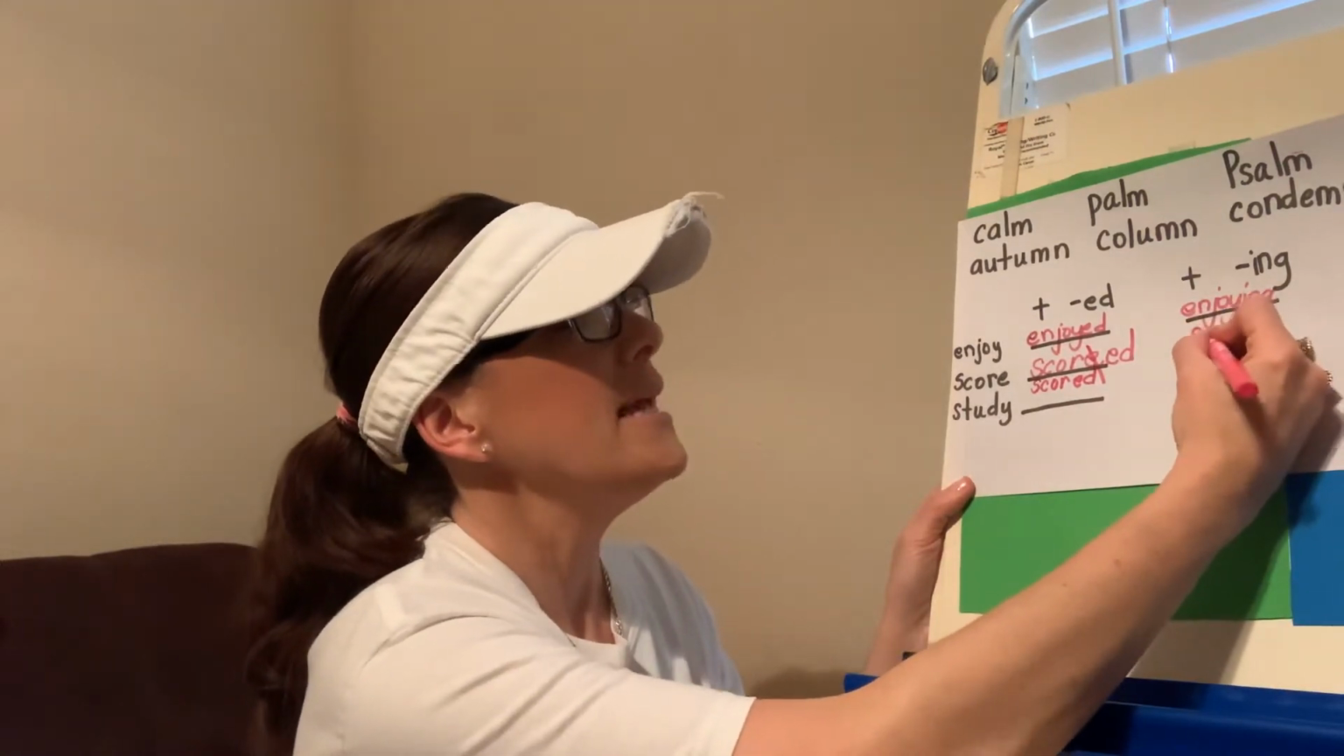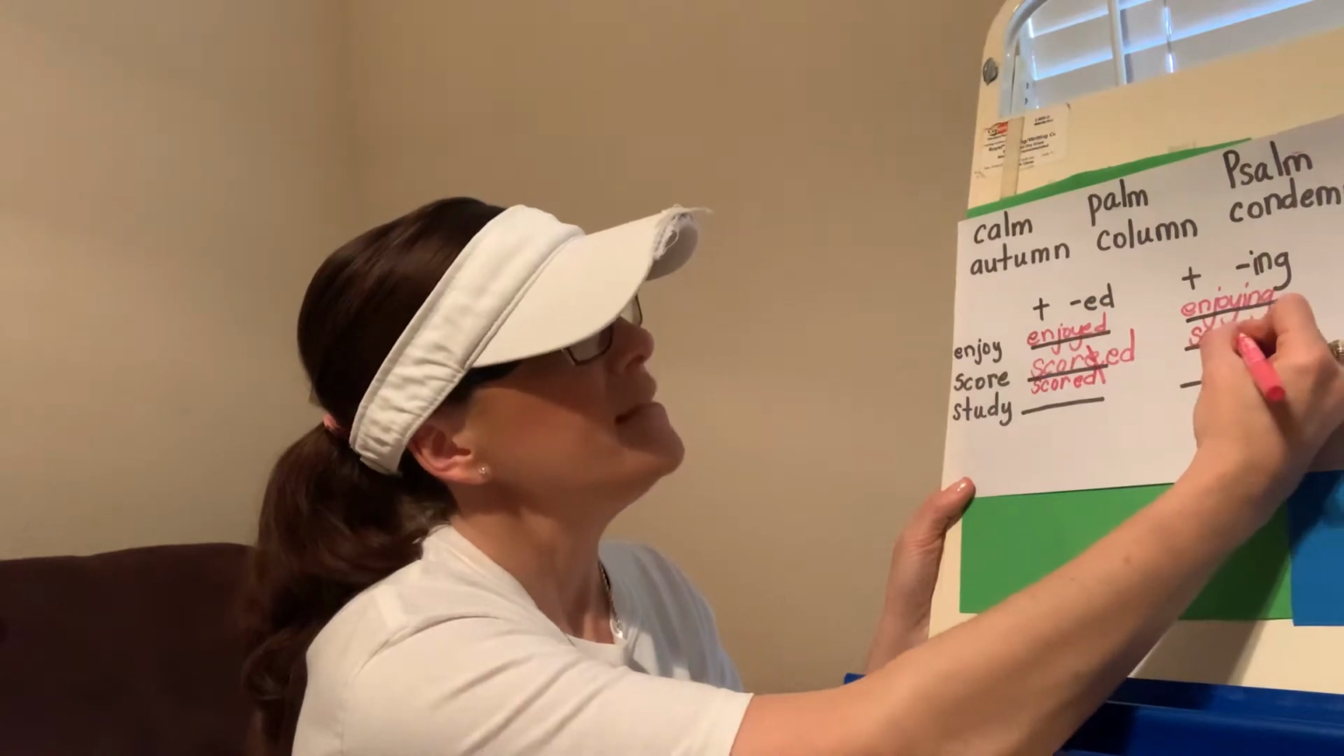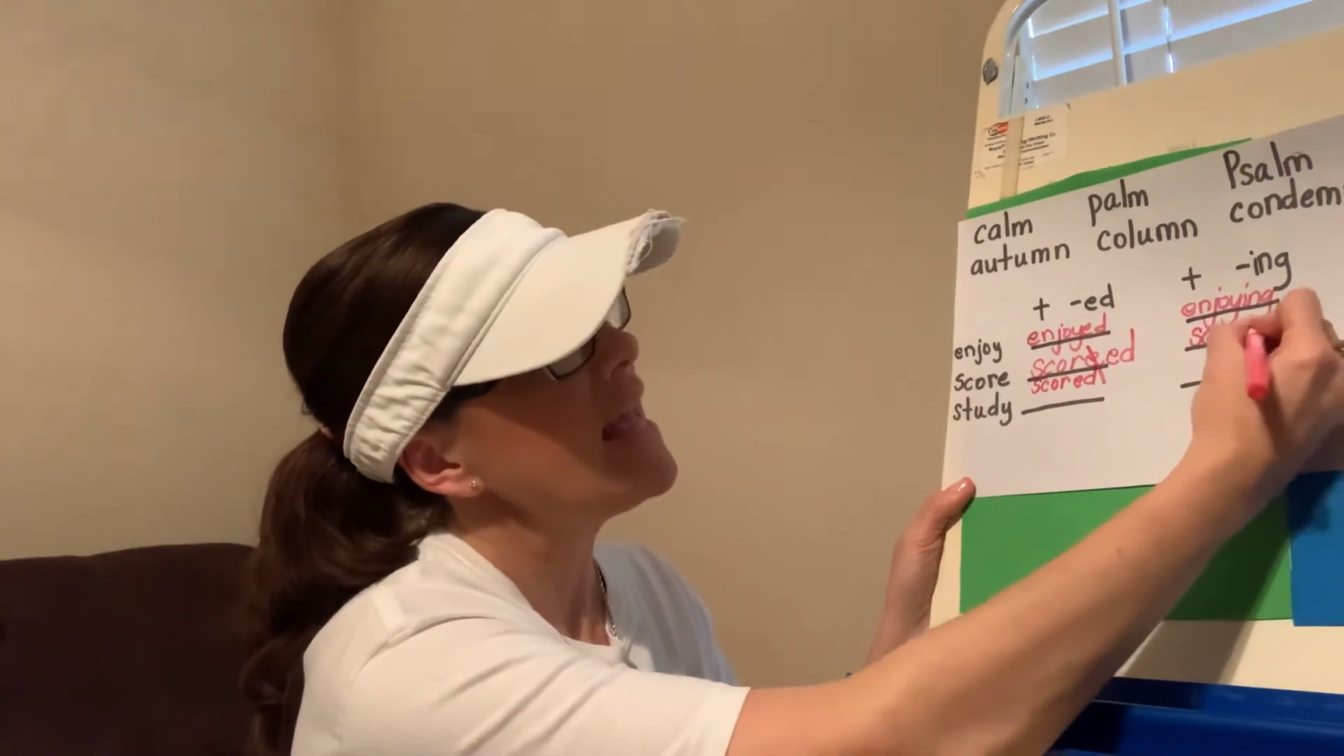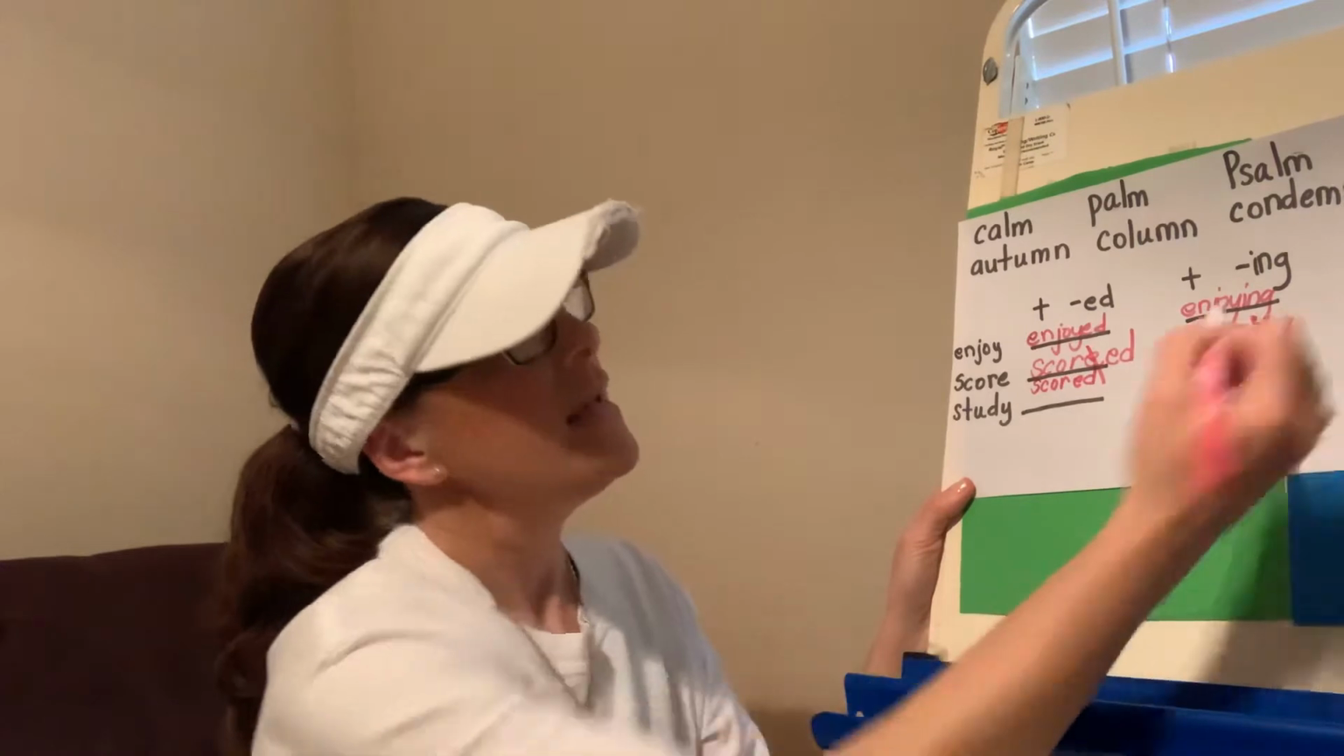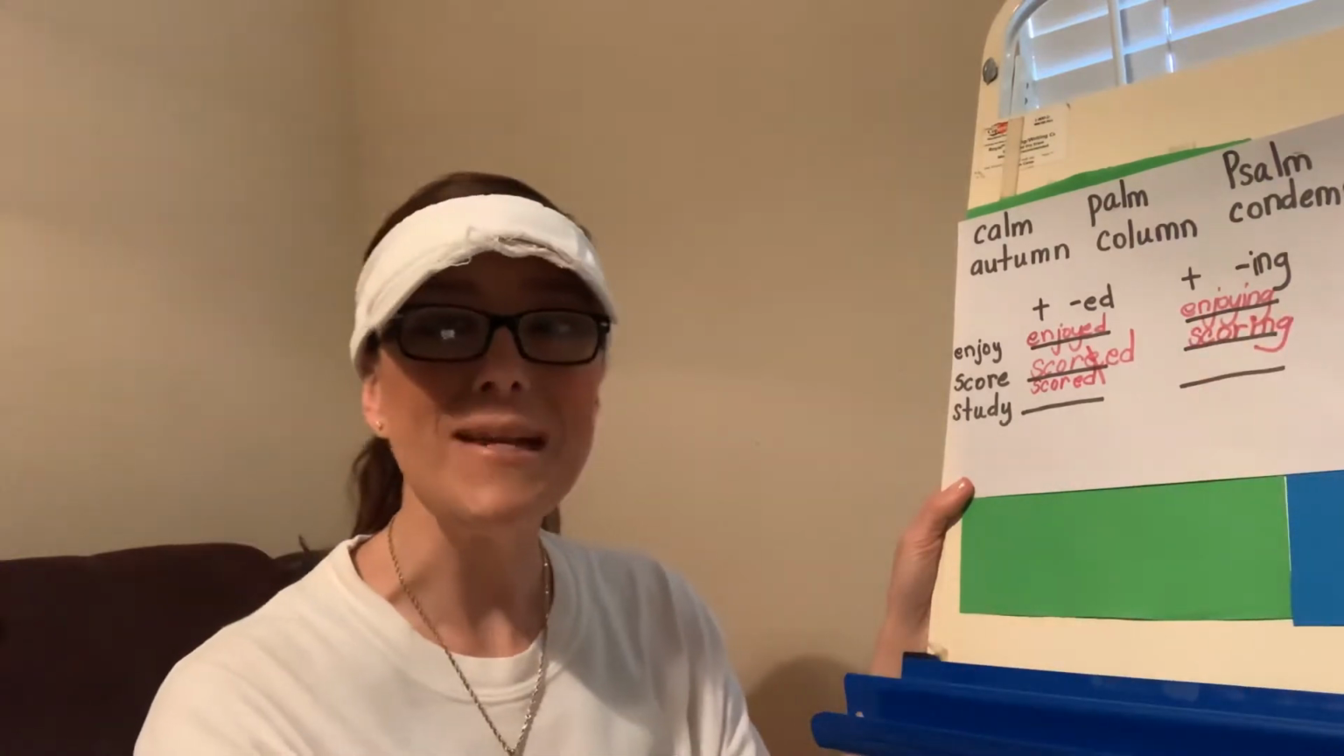Scoring, it's the same rule. Drop the silent E and then add -ing. And that's how you would build the word scoring.